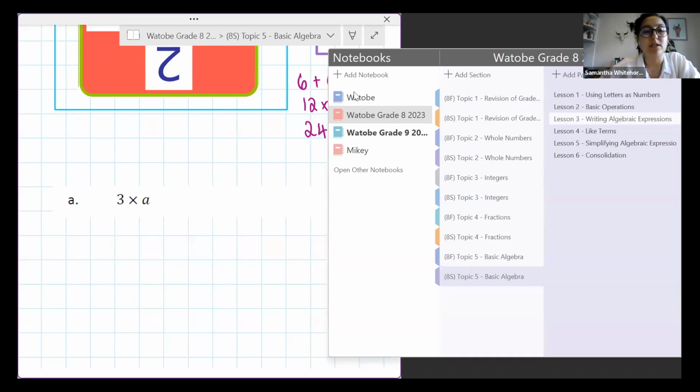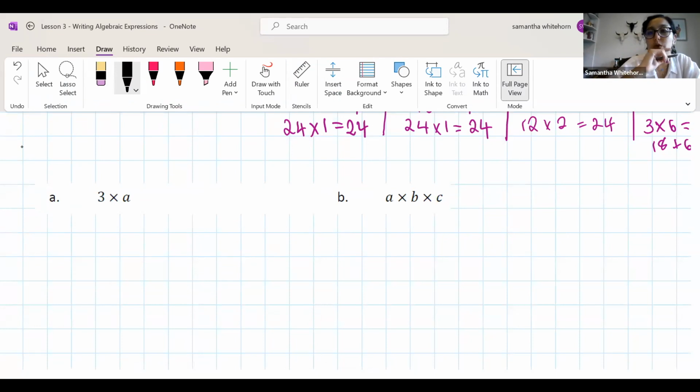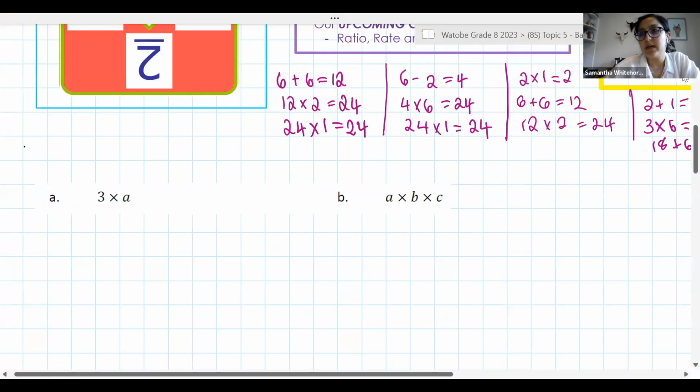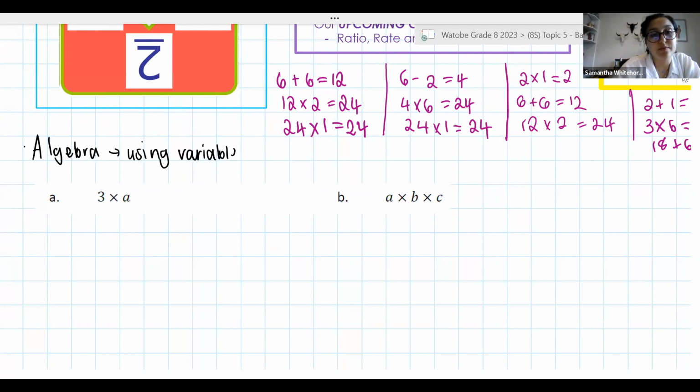We want to be able to simplify algebraic expressions comfortably and confidently, and so we need to understand operations as we go about it. All right, so just a reminder of what algebra actually is. Algebra, remember, is the use of letters to represent unknowns, and we call those letters variables. So it is using variables to represent unknown values.